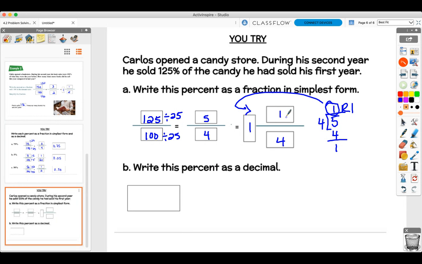And write this as a decimal. Well, 1/4 as a decimal is a quarter, which is 0.25. So it's going to be 1.25.